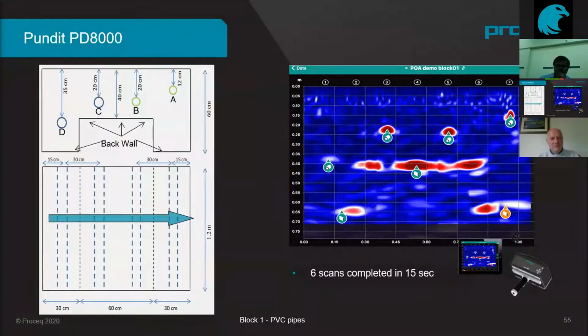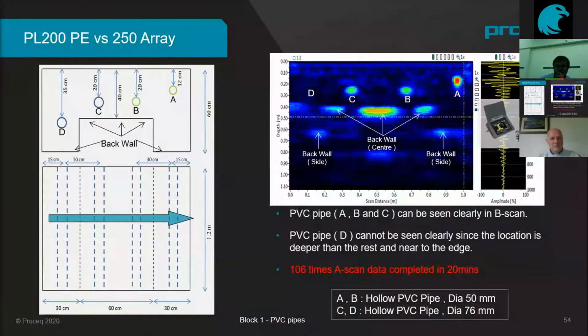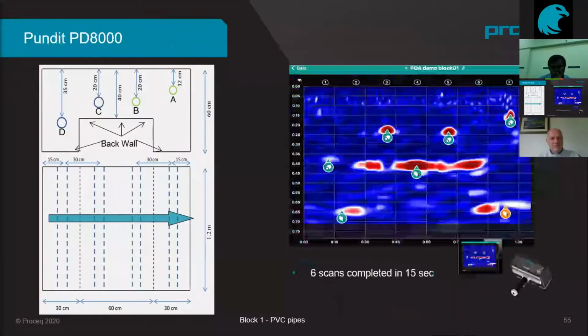And next one, we move to Pundit 8000 Pro. You can see clear information on the full back wall. The image is much clearer compared to the previous solution, right?